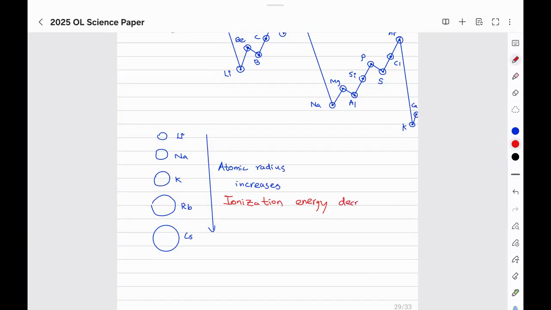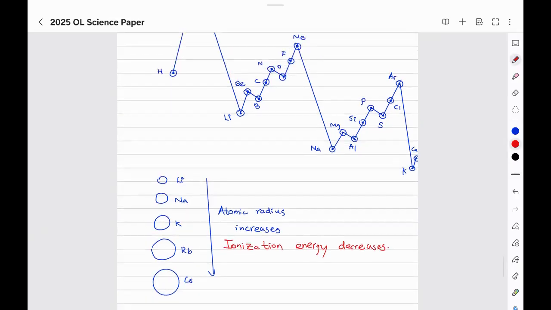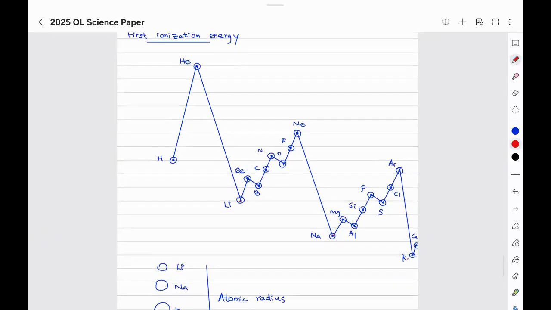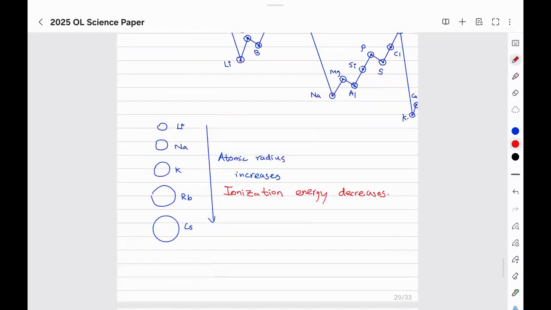Because, students, ionization energy means the minimum energy required to remove an electron from the valence shell. So when the size is becoming larger, it's easy to remove the electron. Therefore, ionization energy decreases, and you can see that from the data values for lithium, sodium, potassium. Then electronegativity. What do you know about electronegativity?